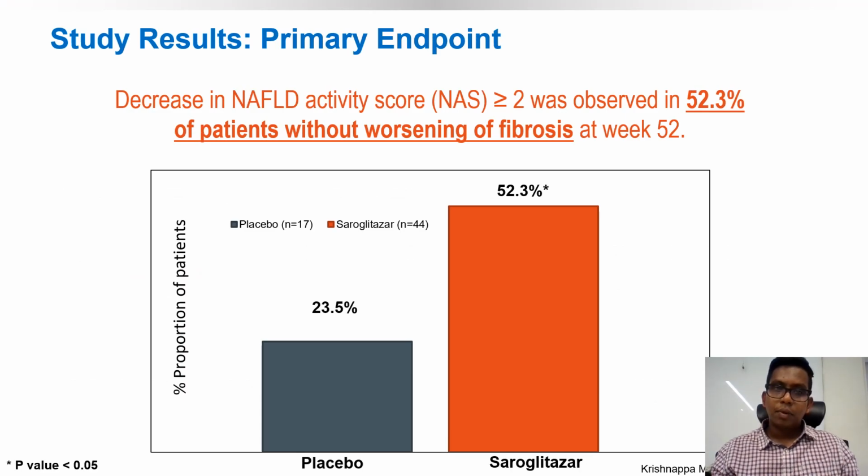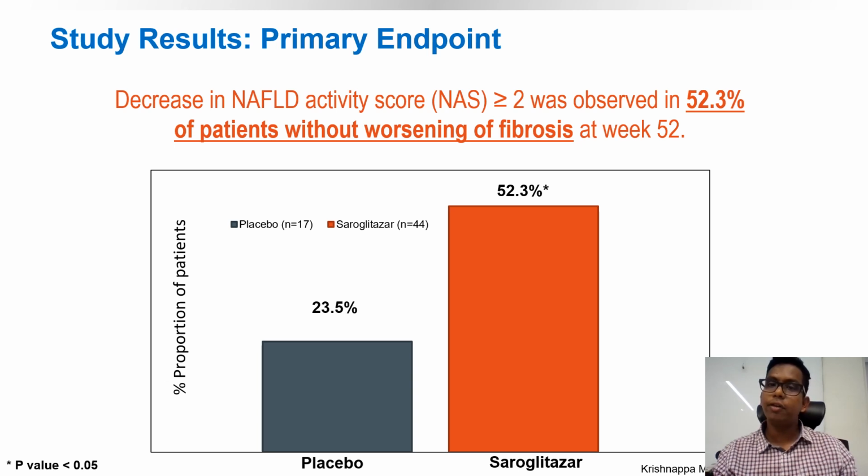A decrease in the NAFLD activity score, NAS score, of greater than or equal to 2 points was observed in 52.3% of patients without worsening fibrosis at 52 weeks in the saroglitazar arm and 23.5% in the placebo arm. So if you see the p-value, the difference was significant, right? So 52.3% of the patients showed a decrease in NAS score of greater than or equal to 2 points, and such patients also did not show worsening of fibrosis. So this proportion of patients met the primary endpoint for the saroglitazar arm, right? 52.3% for saroglitazar and 23.5% for the placebo arm.